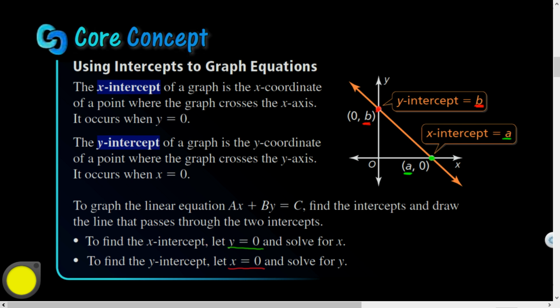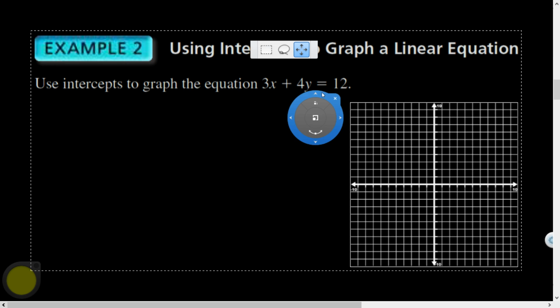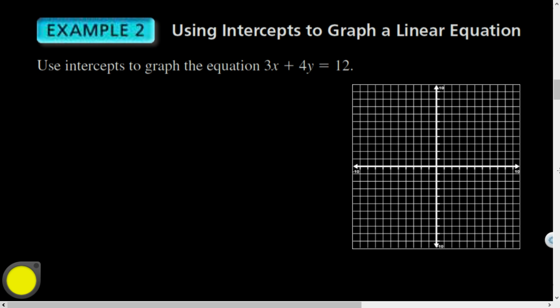All right, so example 2, we're going to graph a diagonal line using what's called the intercepts method of graphing. So this line is in standard form. If I wanted to think about the standard form, I could have thought that a equals 3, b equals 4, and c equals 12. But I don't actually need to know those things right now. I just figured I'd point that out to you for the standard form.